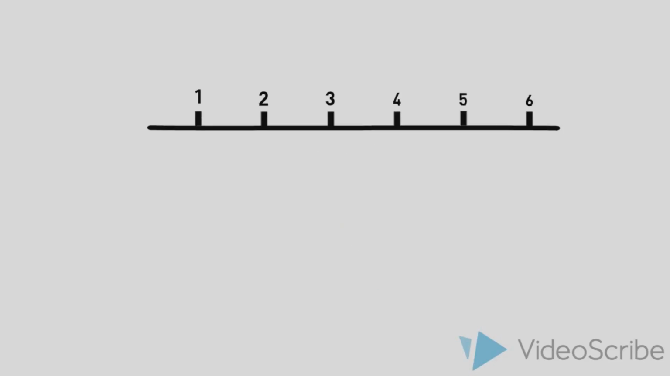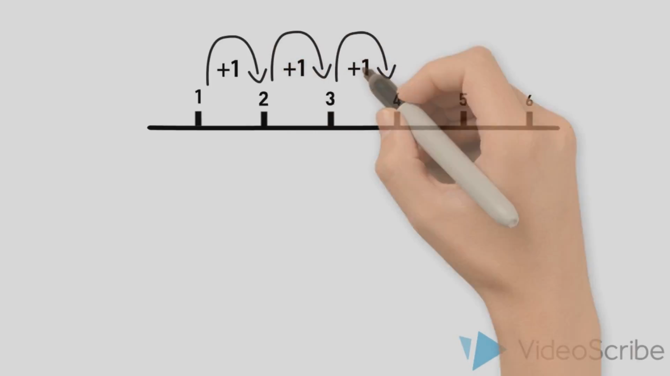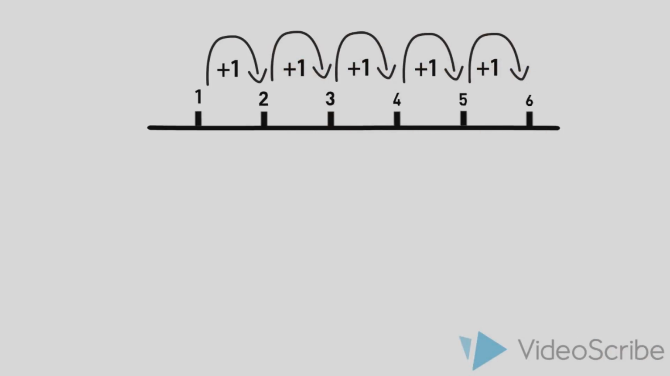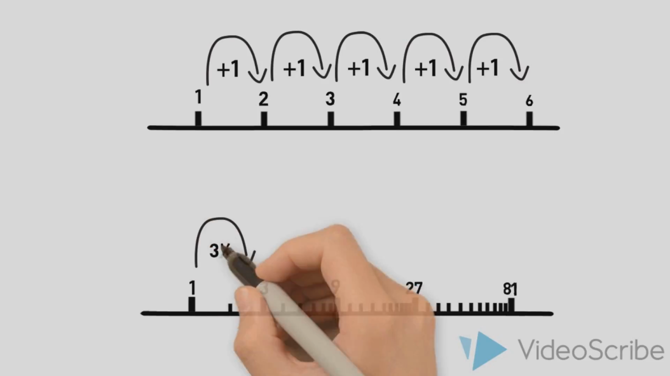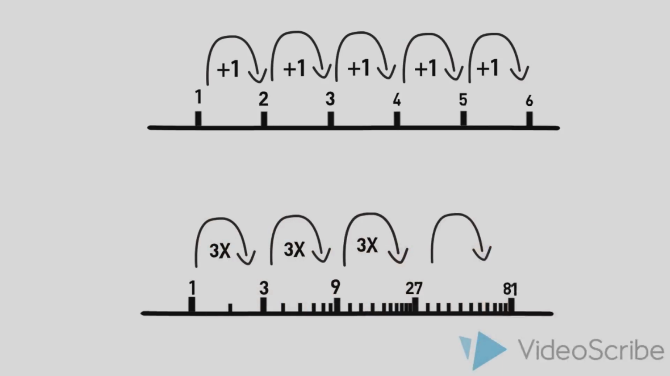Linear scale is the one that we are all familiar with, where each step is the one added to the last. But there is another scale. Instead of adding, we multiply by a number, which in our case is 3. And that's called a logarithmic scale.